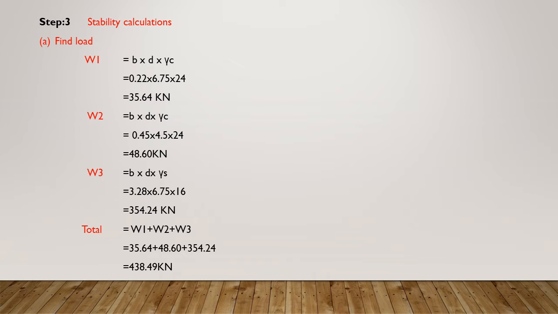Then W3 is b into d into gamma s, because W3 is the soil portion. We already studied in our cantilever retaining wall what W1, W2 and W3 are. So it is 3.28 into 6.75 into 16. 16 is our unit weight of soil, which will be given in our question. So total W1 plus W2 plus W3, the total load is equal to 438.49 kilonewton.